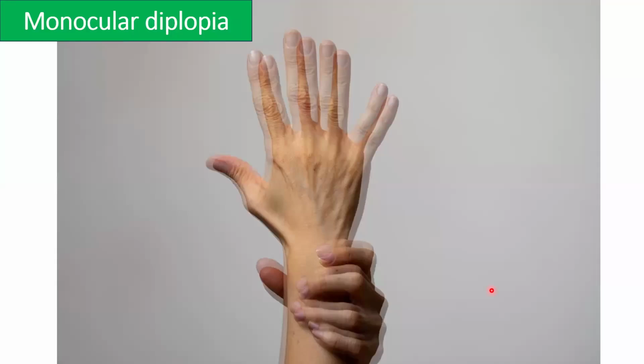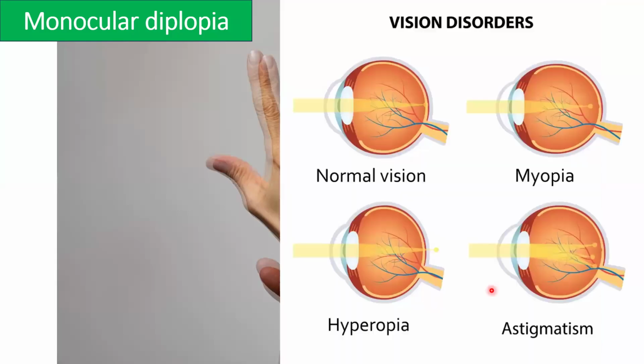Here, simply, monocular diplopia occurs when double vision persists even after one eye is occluded. The causes of monocular diplopia are as follows: refractive error, like astigmatism, irregular curvature of the cornea or the lens. It can also lead to diplopia in one eye. Or an uncorrected presbyopic patient can also give you the complaint that they see double vision.